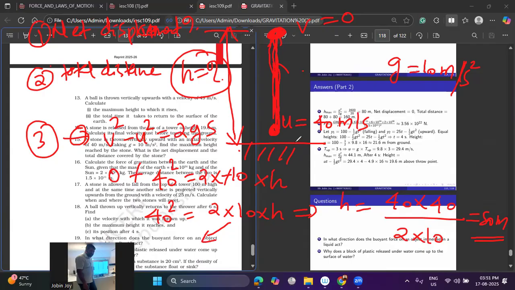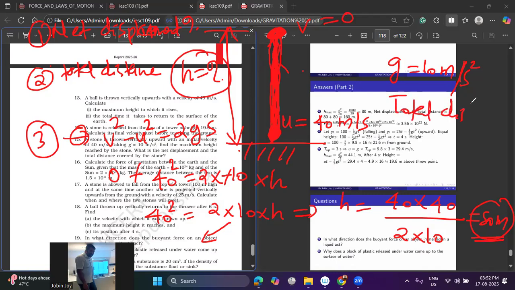Okay. So next is what is the displacement and what is the total distance covered by the stone. From here I am throwing this stone upwards, right? So the stone reaches a height of 80 meter, right? So the stone will reach here, then it will return back to the same position. That means 160 meter. Yeah, that is the total distance.